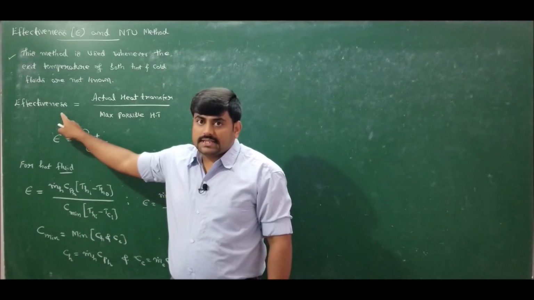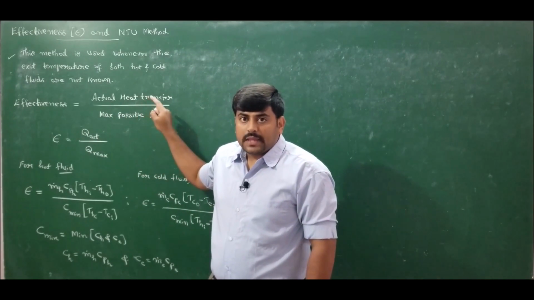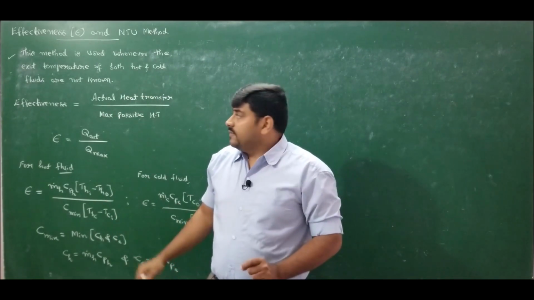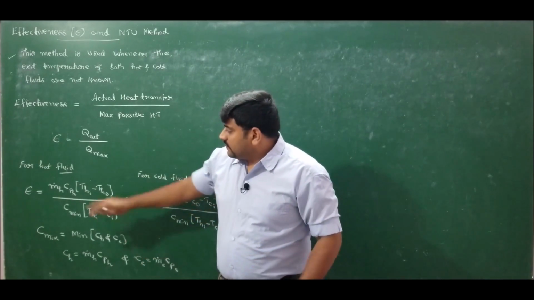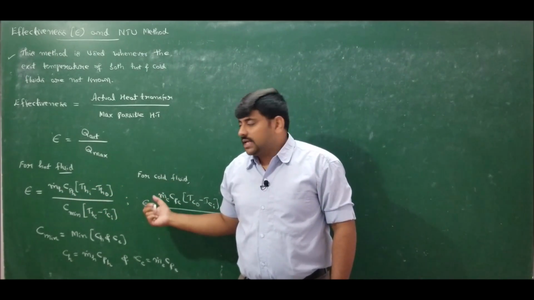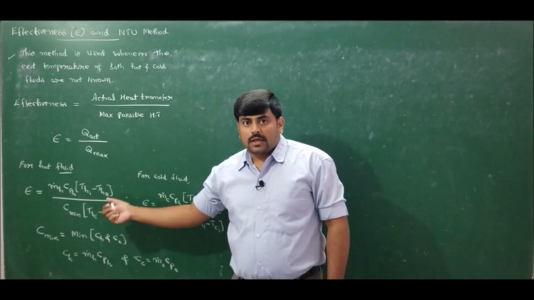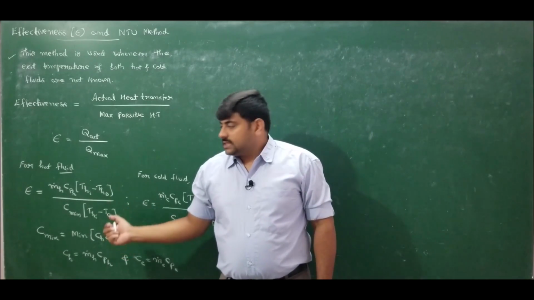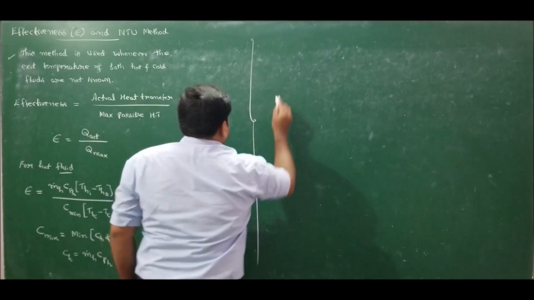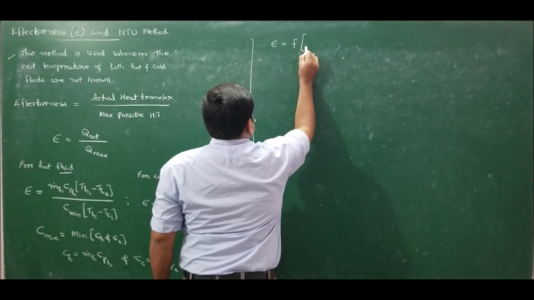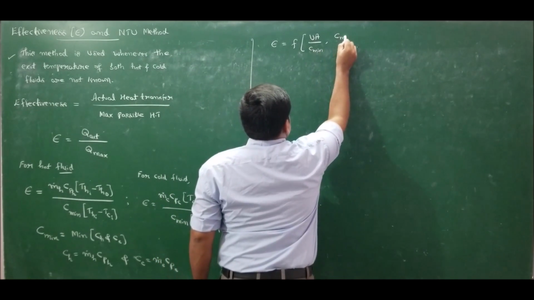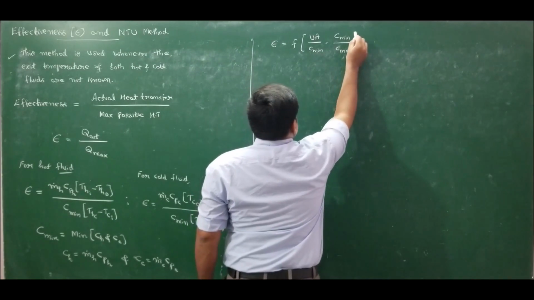So if I know the effectiveness of a heat exchanger, I can find the actual heat transfer from the heat exchanger. Once I know the actual heat transfer, I can determine the exit temperature of the fluid, which is unknown to us. Now, epsilon depends on many parameters like the mass flow rate of hot fluid or cold fluid, or the heat capacity rates of hot and cold fluid, and the temperatures. In order to compare heat exchangers, I can represent epsilon using dimensionless terms, that is, epsilon is a function of UA by C minimum and C minimum by C maximum.